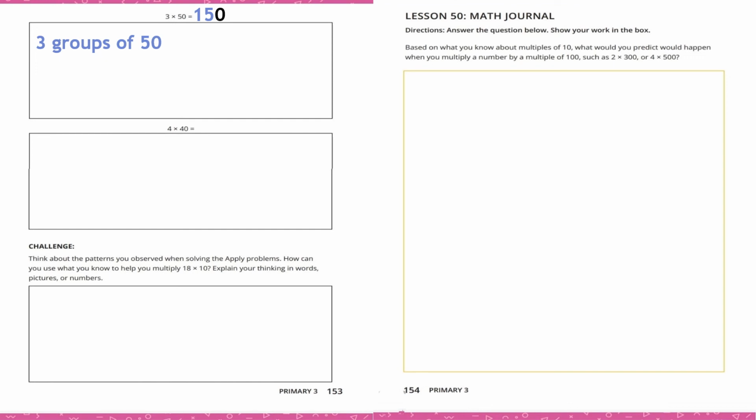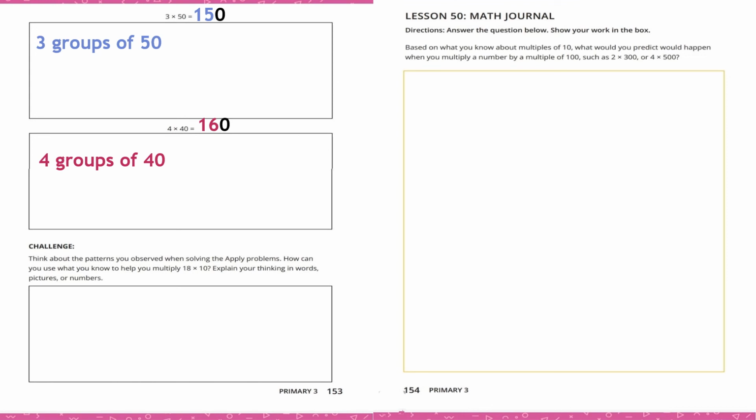So the total is 160. Here in the challenge part, he wants you to solve 18 times 10. I will leave it for you to solve. Here in Math Journal, based on what you know about multiples of 10, what would you predict would happen when you multiply a number by multiples of 100, such as 2 times 300 or 4 times 500?